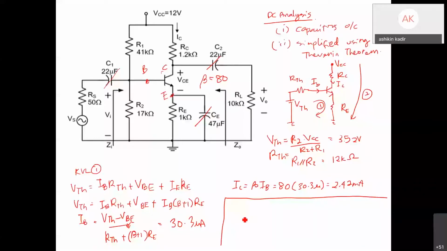Okay, so here you have your IC, and then to determine your AC analysis, you need to measure your GM equals to IC over VT, 2.43 milli divided with 26 milli. And then you need to determine your R pi equals to, what is the equation? Beta over GM. Okay, so now you get your GM and R pi value.